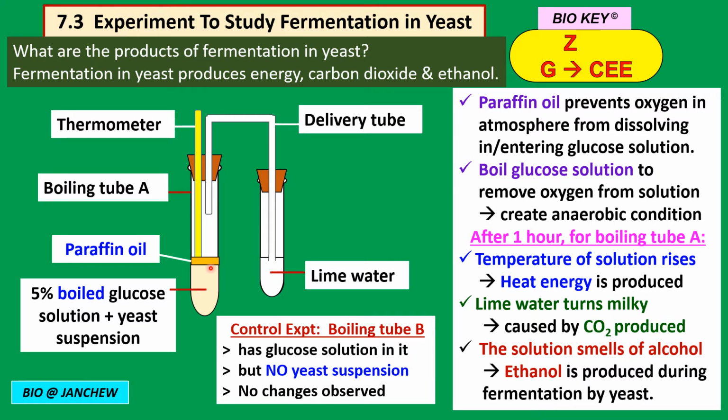Now next, at the top here we get a rubber bung or a cork which has two holes in it, right? One is for the insertion of the thermometer, which we will use to measure the temperature of the boiled glucose solution plus yeast suspension, right? And another hole in the cork is for insertion of the delivery tube, right? So one end of the delivery tube is immersed in the lime water in a test tube. So what's the function of the lime water? Lime water is not air limau for drinking, right?